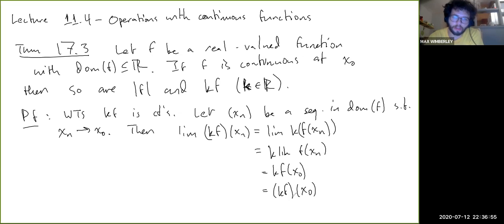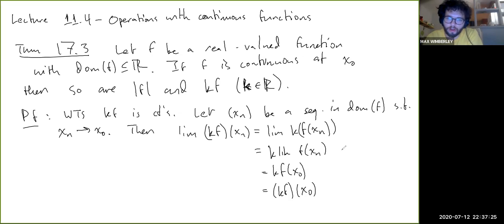I'm being very pedantic about this because I really want to emphasize just how this notation works. kf, like I said, is the name of a function. So here I'm actually using the definition of kf. kf is a function, I'm plugging in xn, but by definition, the rule to get the value of kf at xn is just take k times the value of f at xn. So I'm just unraveling that definition.